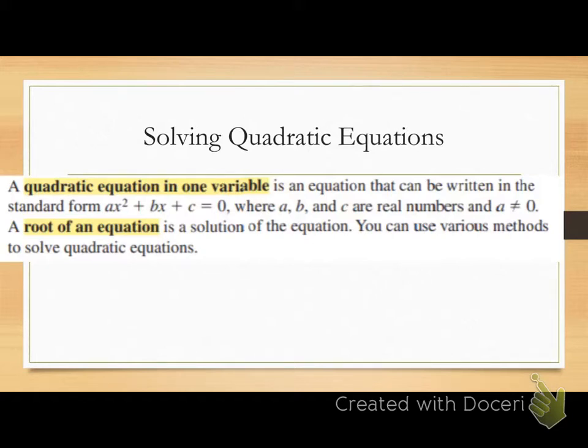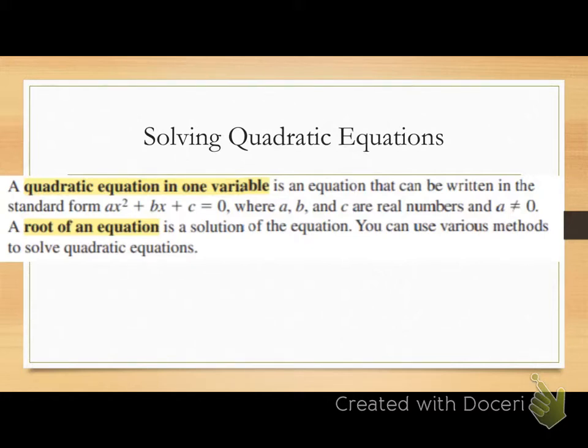A root of an equation is a solution of the equation. So we can call a solution a root. So if you hear me say root, I'm talking about a solution of this equation. Okay? You can use various methods to solve quadratic equations, and we're going to talk about all the methods on how to solve them. Okay? So are there any questions about what a quadratic equation is, or what the root of an equation is?